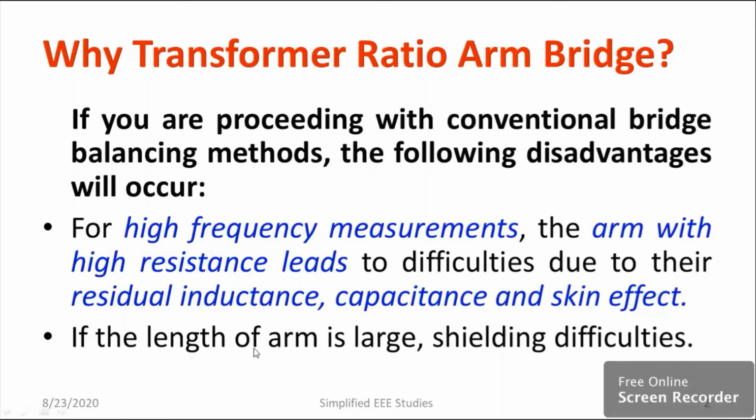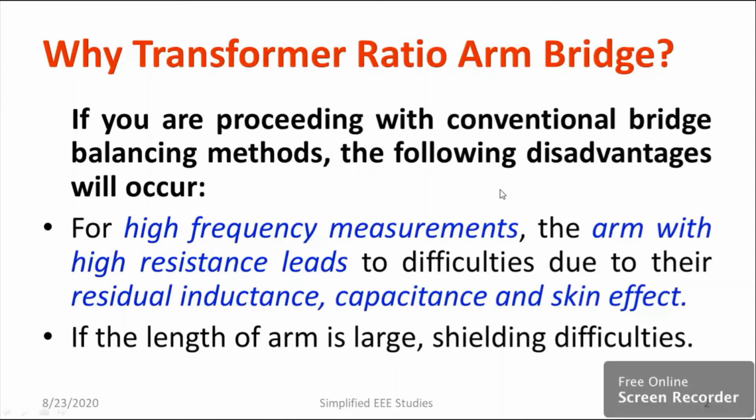Similarly, if the length of the arm is very large, we have to provide suitable shielding. So shielding difficulty is another difficult task for the Schering bridge. It is one of the cumbersome tasks, we can say. Because of these drawbacks, it is not convenient to use the Schering bridge in all cases. So in that condition, you can go for the transformer ratio bridge.